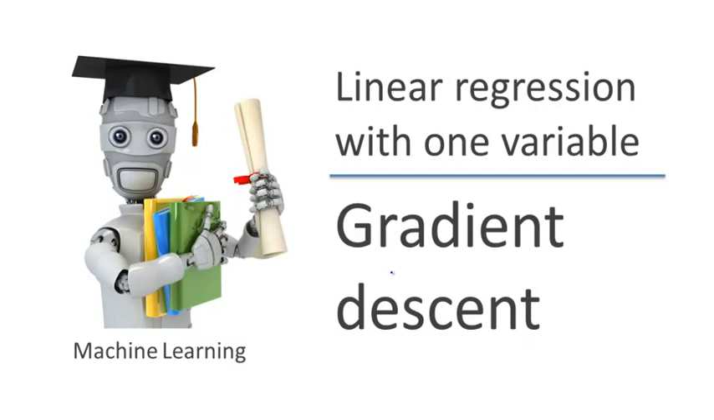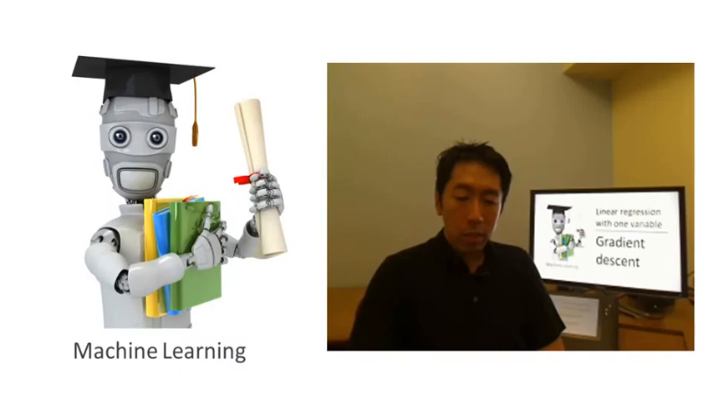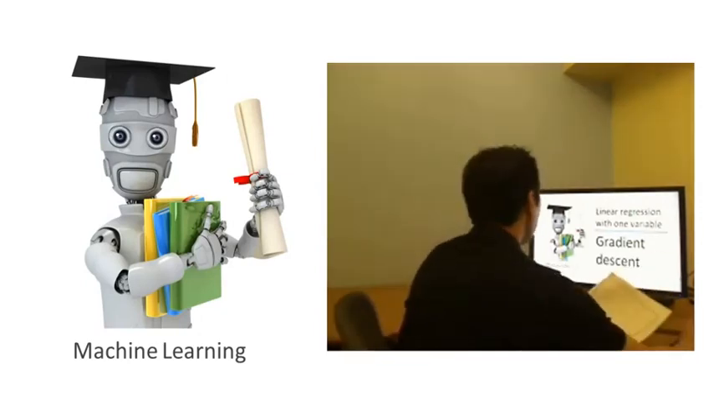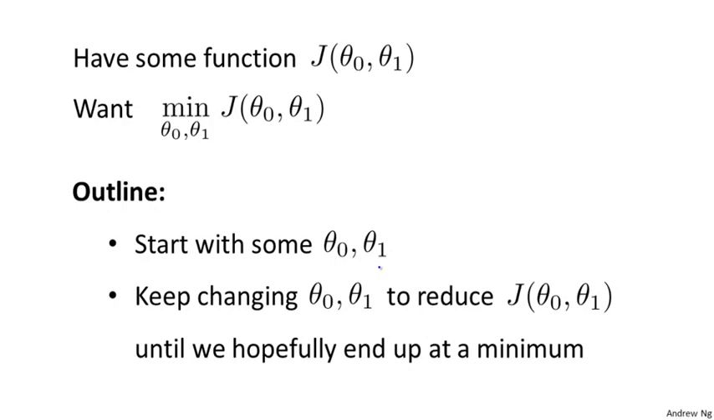not just the cost function J for linear regression. So in this video, we're going to talk about gradient descent for minimizing some arbitrary function J, and then in later videos, we'll take this algorithm and apply it specifically to the cost function J that we had defined for linear regression. So here's the problem setup.